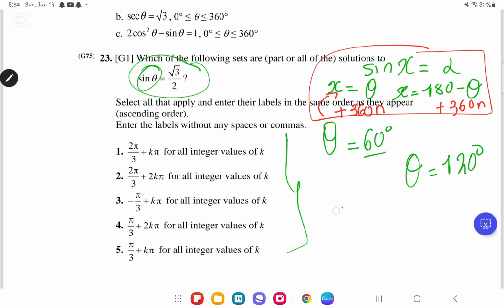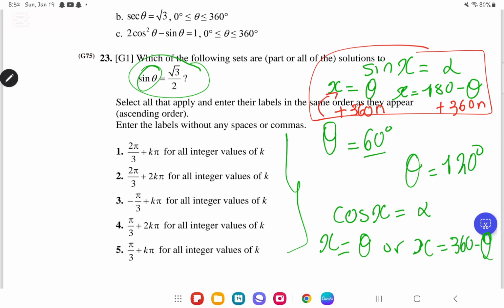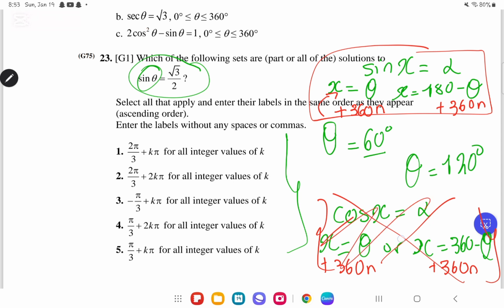Whereas for cosine x is equal to alpha, we know that x is equal to theta, or x is equal to 360 minus theta. And then, of course, you can add the number of rotations, so plus 360 times number of rotation. So in this case, we're not talking about cosine, so we're going to forget about this for a second. And we're going to focus on this, that sine x is equal to alpha, x is theta, or x is 180 minus theta. Okay, and we should not forget about the addition of rotations.